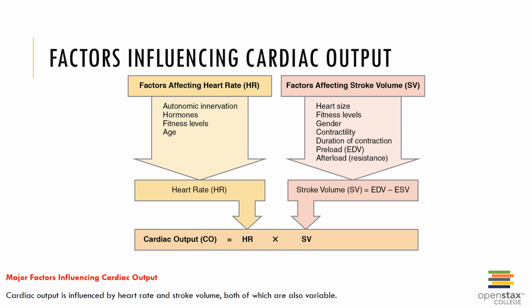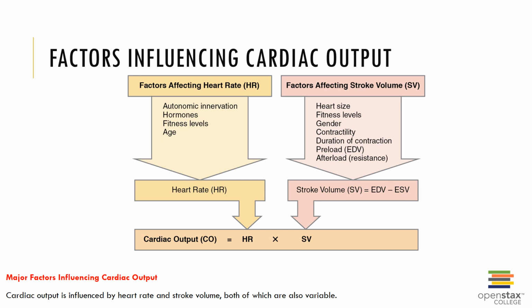The afterload is the amount of tension the contracting ventricles must produce in order to force the semilunar valves open and to eject blood into the aorta. The greater the afterload, the longer the period of isovolumetric contraction, which also indicates the shorter the duration of ventricular ejection, and the larger the ESV or end systolic volume. In other words, as afterload increases, ESV increases, and therefore stroke volume decreases.